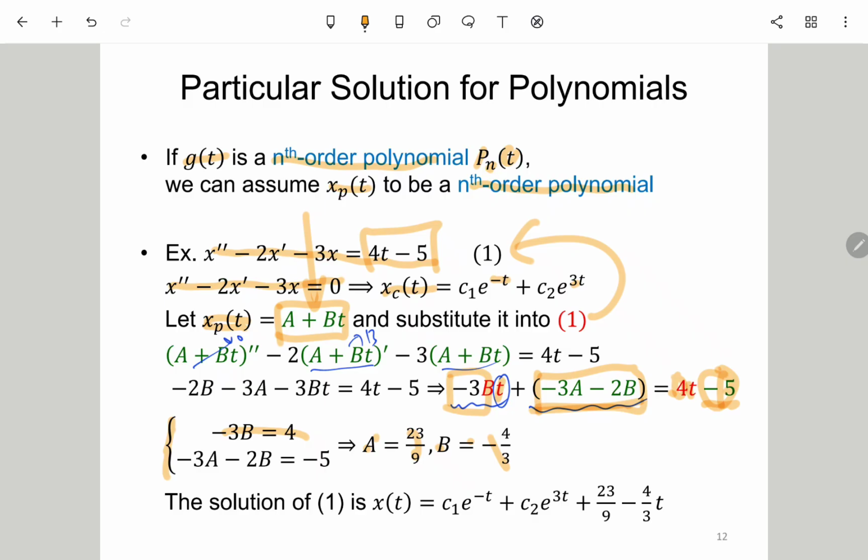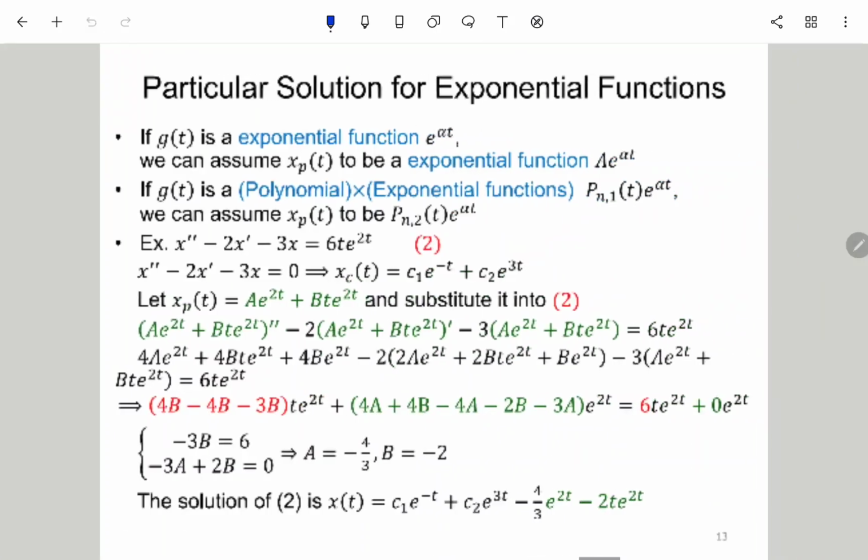And then for the last step, the complete solution will be xc, which is this part, added to the particular solution, which is this one, by plugging in a and b. So this is xc of t, this is xp of t, like this. Okay, so for this case, not that difficult.